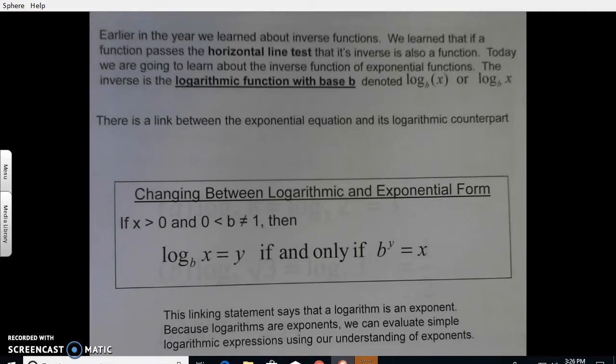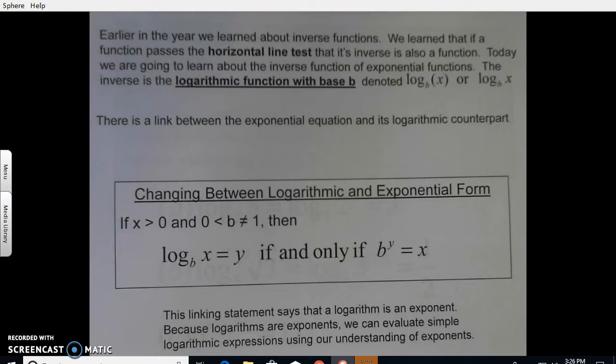Today we're going to do 3.3. We're going to talk about logarithmic and exponential forms of functions. So we have talked about inverse functions, and we know that if a function passes the horizontal line test, then its inverse is also a function. Today we're going to learn about the inverse function of exponential functions.